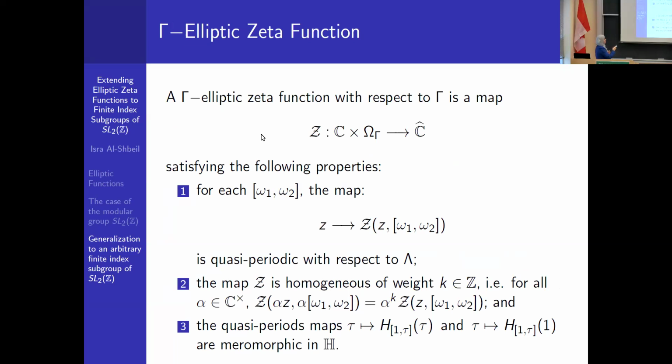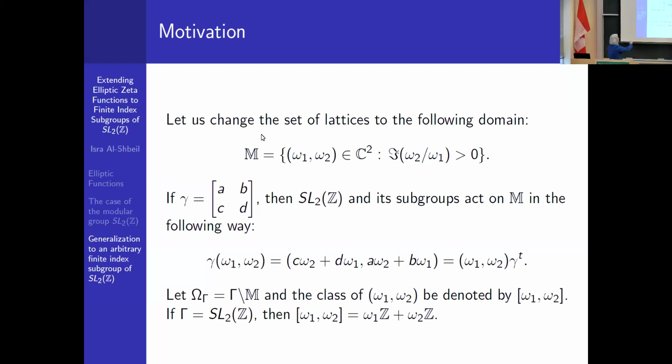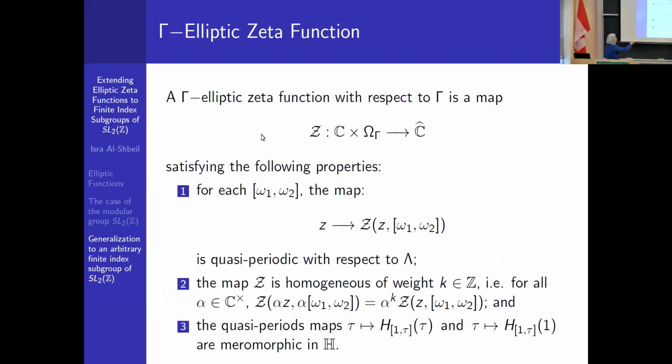So the gamma elliptic zeta function is now generalized by replacing the lattice lambda by omega gamma, where omega gamma, as I mentioned before, is the quotient of M by gamma. This elliptic zeta function is now generalized and satisfies the same conditions as the elliptic zeta function with respect to SL2(Z), in the sense that it is meromorphic, homogeneous of weight K, and quasi-periodic, and its quasi-periods h1, h2 are meromorphic in H. So it fully satisfies the whole conditions defined by Brady.